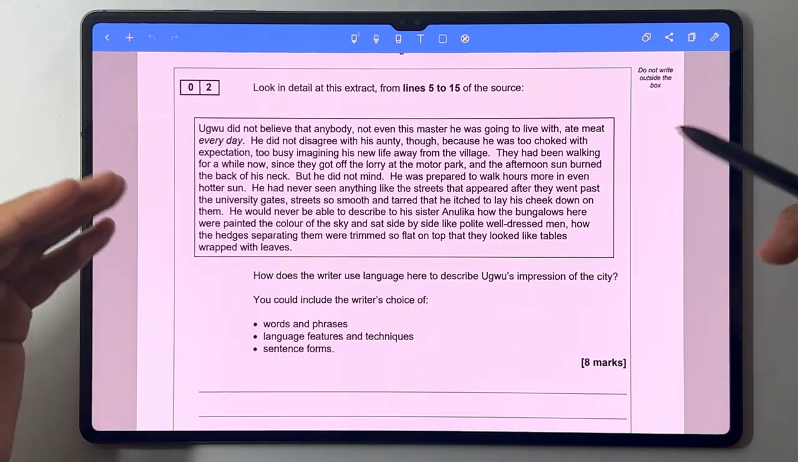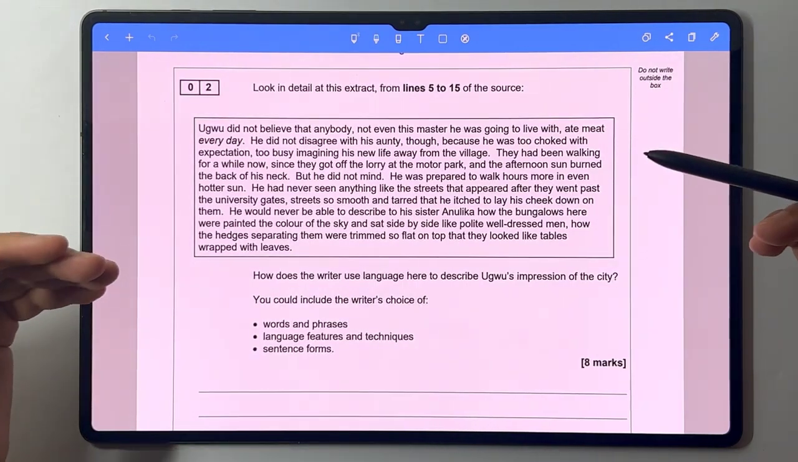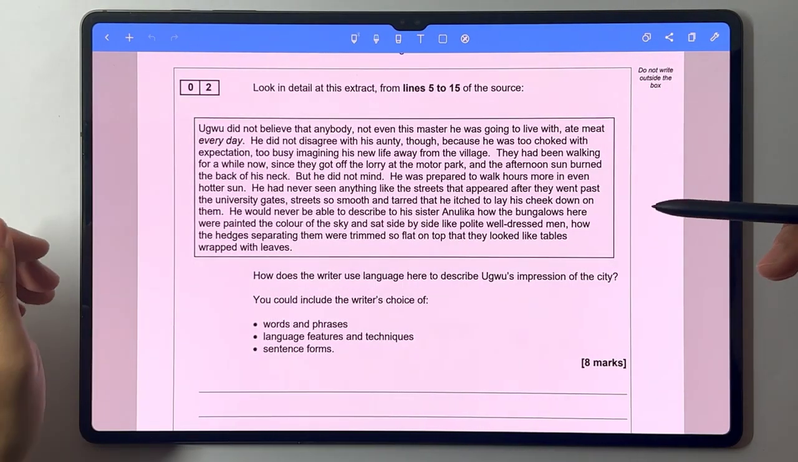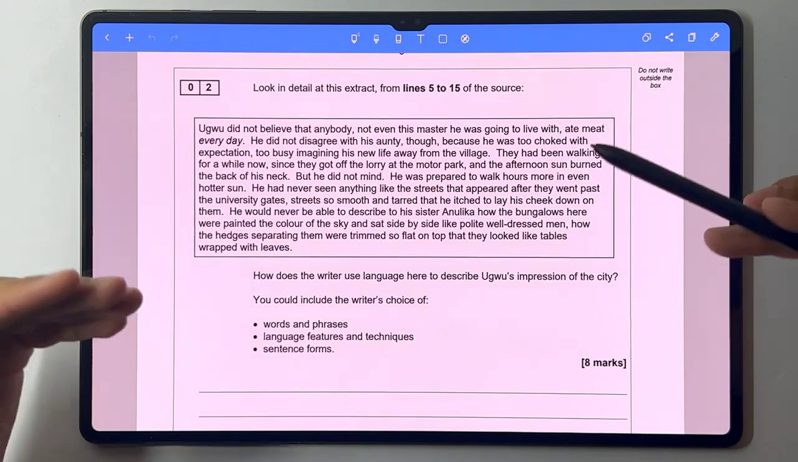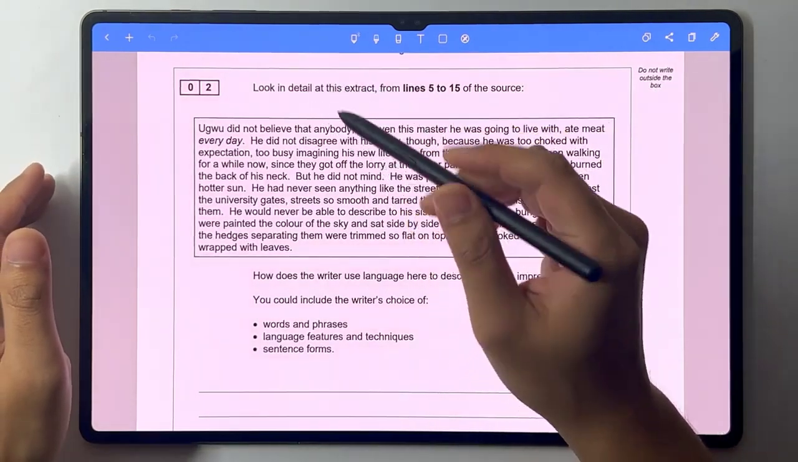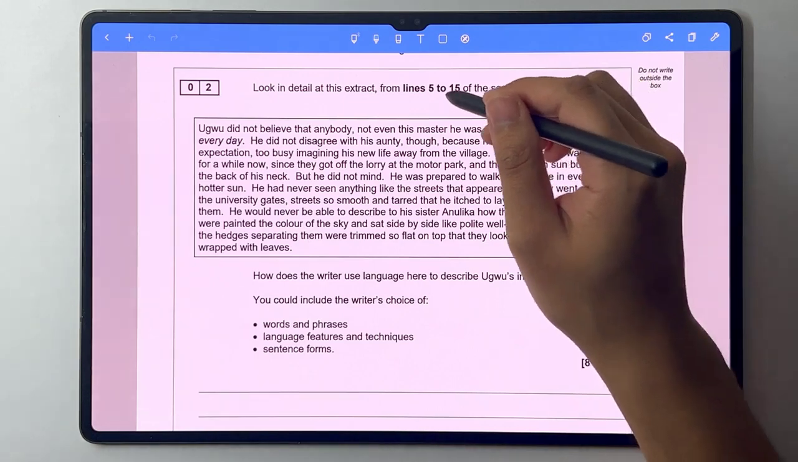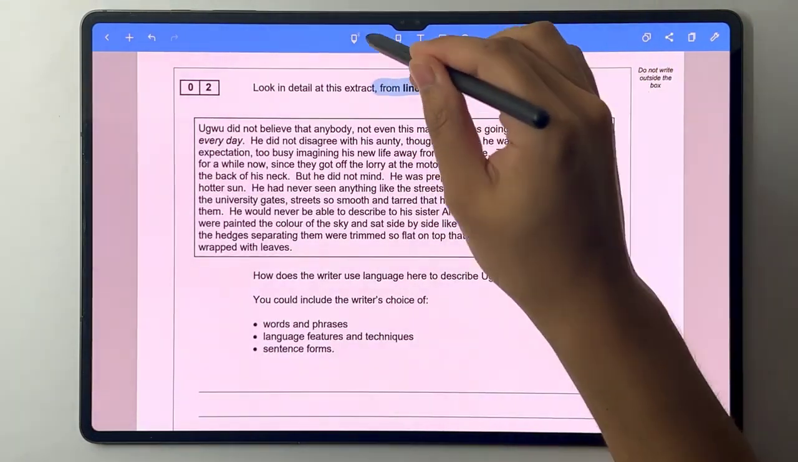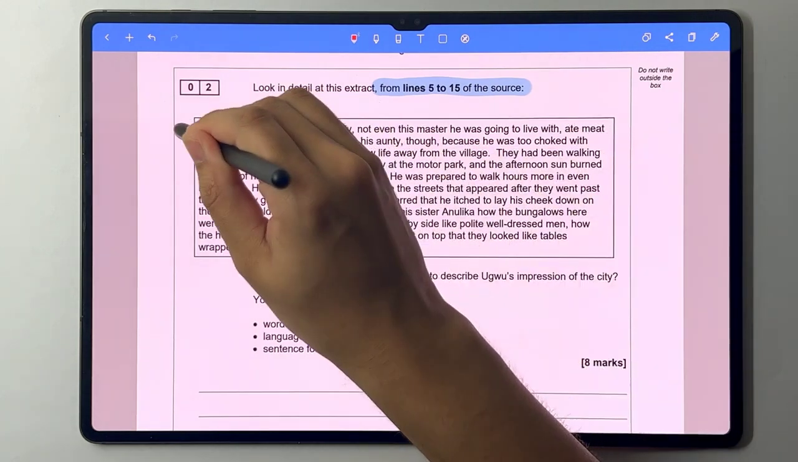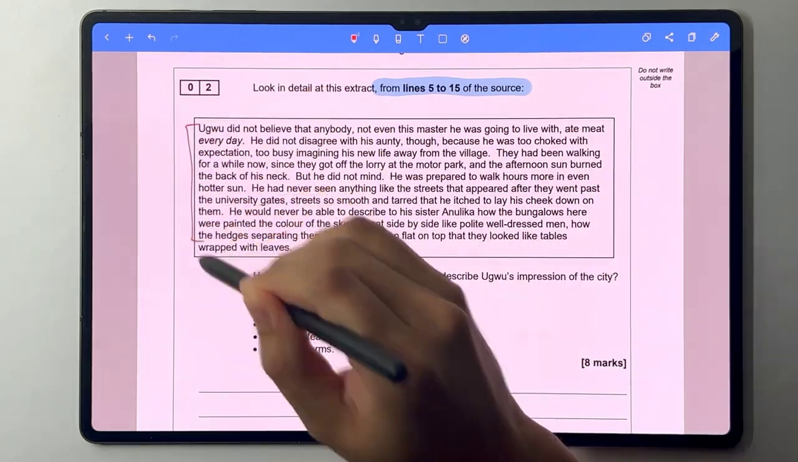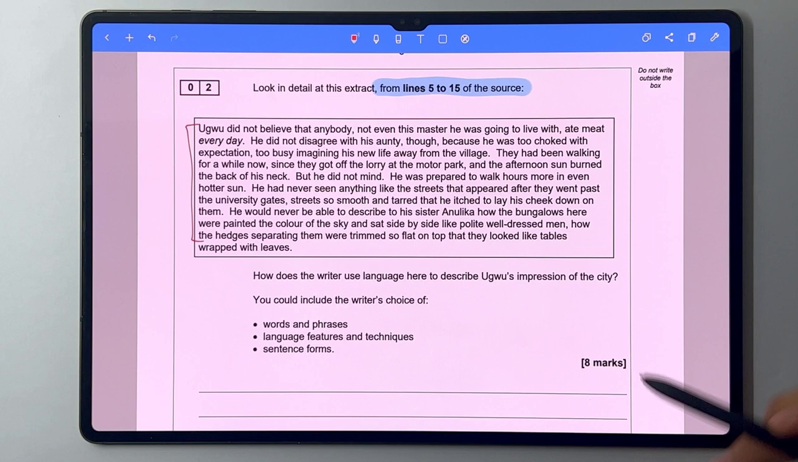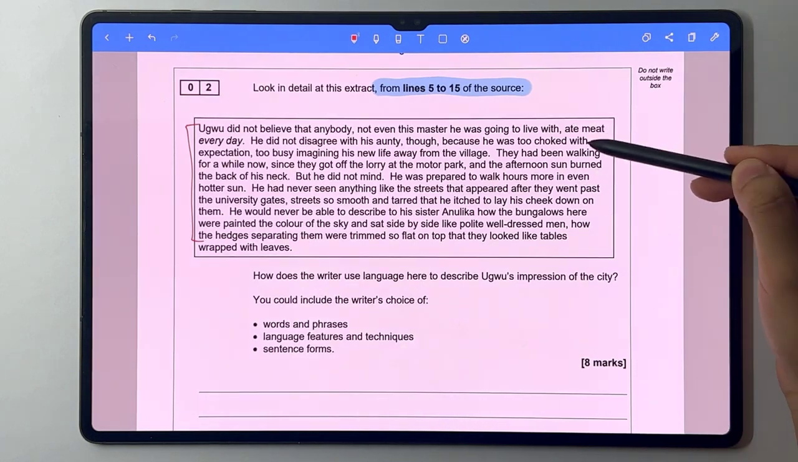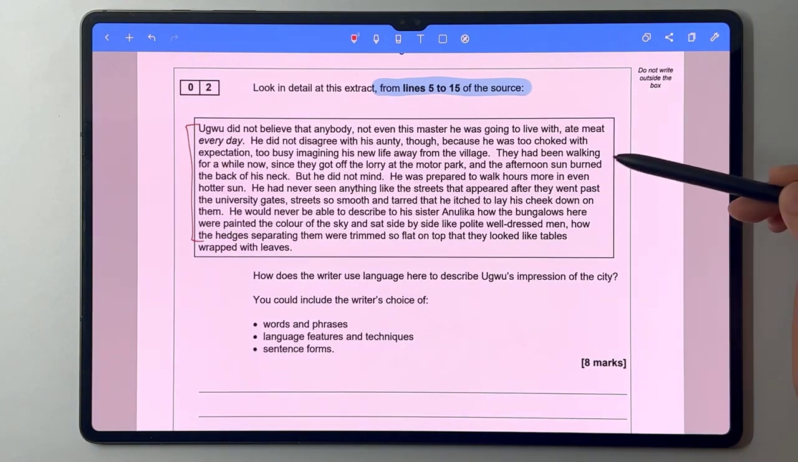Today we are looking at AQA GCSE English language, paper 1, question 2. So here we have the following question. It reads, look in detail at this extract from lines 5 to 15 of the source. So they have already given us a snapshot of the text, so we don't have to actually refer back to the insert. So you need to read every single line and pick out key language features to help you answer the question.